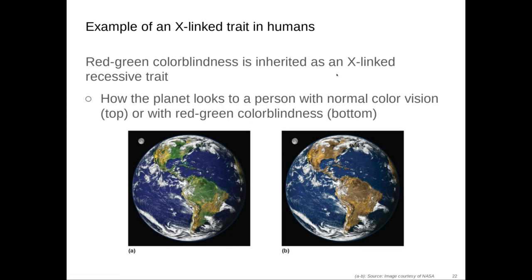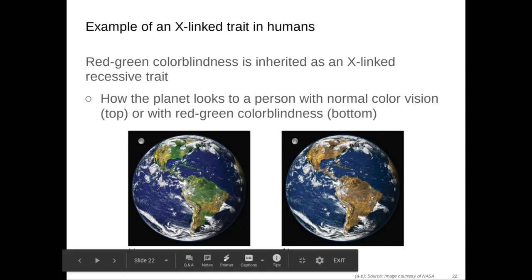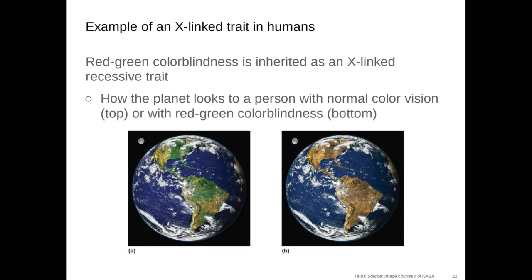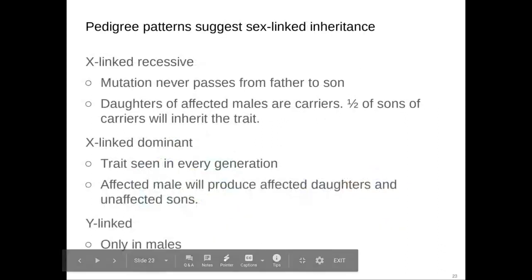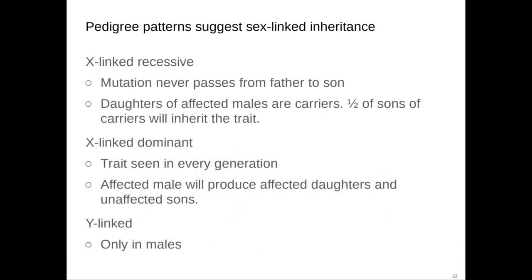It's inherited as an X-linked recessive trait. And so normal people see the Earth like this, but those that have red-green color blindness actually interpret the Earth like this. So it's kind of an interesting dichotomy. They lack the capacity to see that green, so it kind of looks like the planet's dead on this side. I think this is a really great representation of what red-green color blindness looks like. But that's an example, and there are many other examples of sex-linked traits, hemophilia, and so on and so forth.